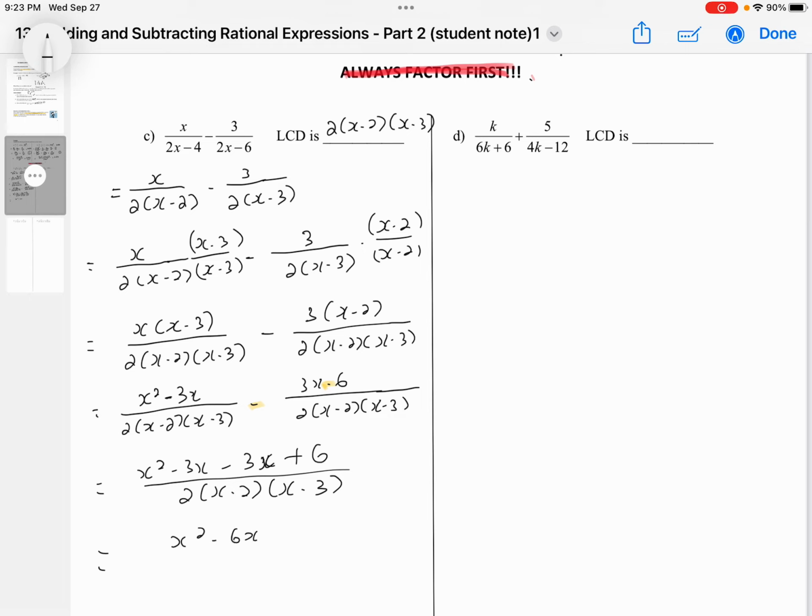X squared minus 6x plus 6 after I tidy that up. And the bottom is 2, x minus 2, and x minus 3. Now, once in a while, that numerator will factor, and more has to be done here. This particular one doesn't, but you should always check to see if that numerator factors, which it does not.